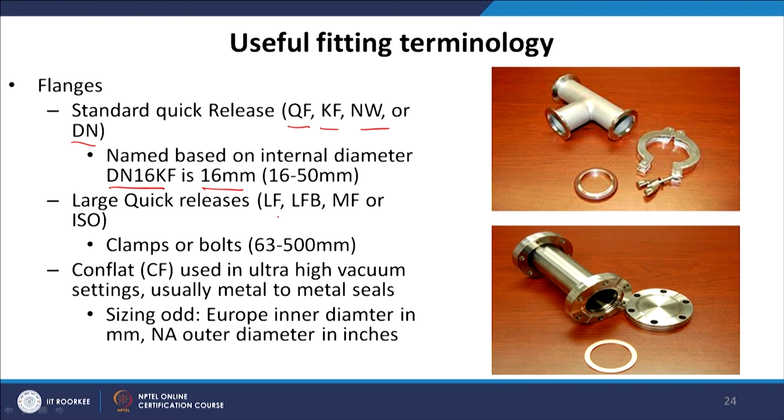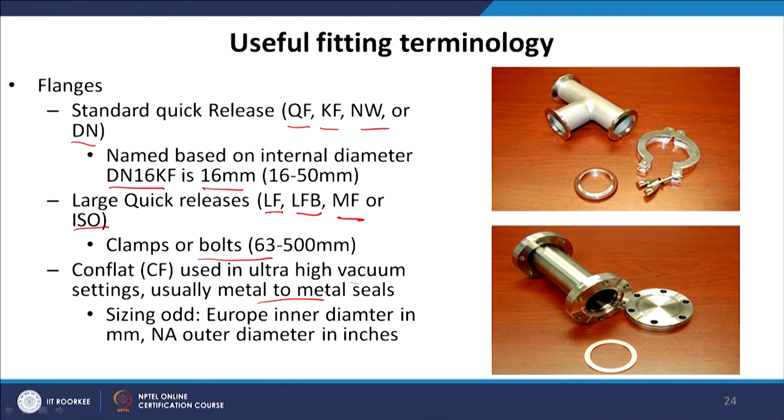Large quick release flanges have names like LF, LFB, MF or ISO. So, if you see something like LF16F, you know that it is a large quick release flange with a diameter of 16 millimeter, and then there are clamps or bolts from 63 to 500 millimeters. Then there is the conflat, used in ultra high vacuum settings, usually with metal to metal seals. Let us say I wanted to make an STM machine or an AFM machine. There we need to maintain a very high vacuum, 10 to the power minus 11, let us say, and there we use the conflat. The sizing in Europe is by inner diameter in millimeter, but in other places by outer diameter in inches. So, from country to country some of the nomenclature and terminology also changes.